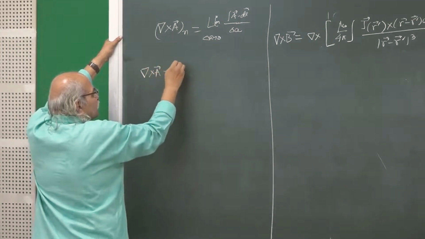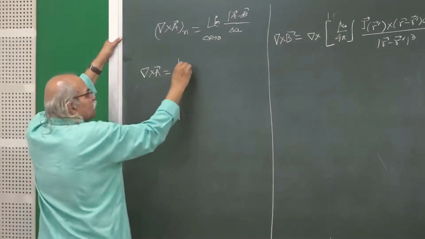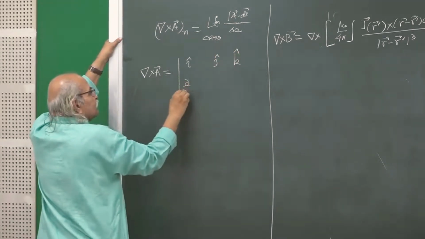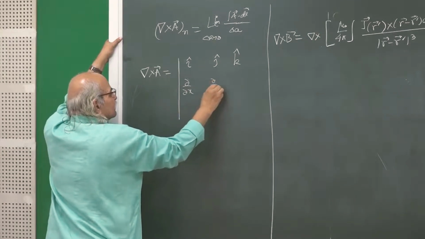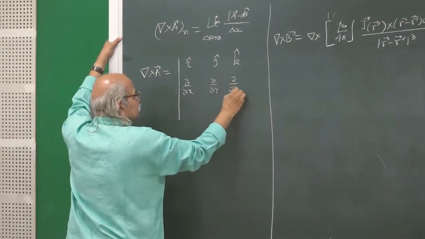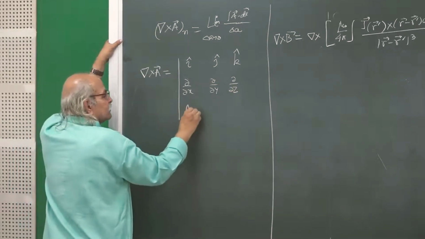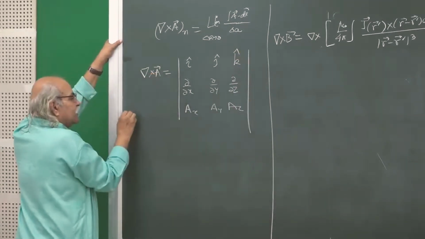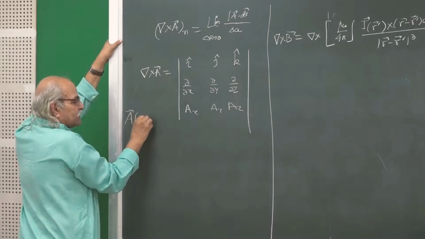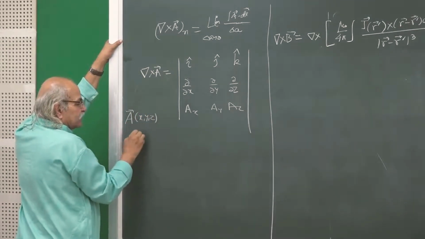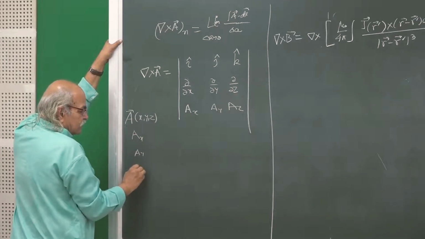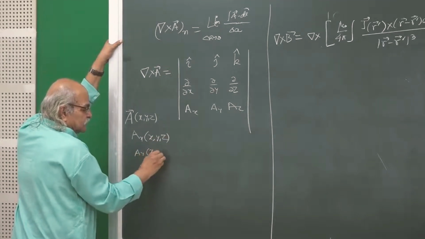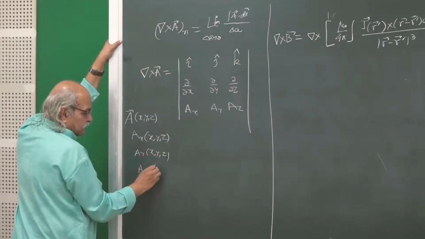If you need the curl of A, what you do is you construct a determinant: put i cap here, j cap here, and k cap here. Then del x, del y, and del z, and then Ax, Ay, and Az. So, if you know this A as a function of x, y, z, that means there are three components, Ax, Ay, and Az, and these components themselves will depend on which point you are calculating this. So, they will be functions of x, y, z.